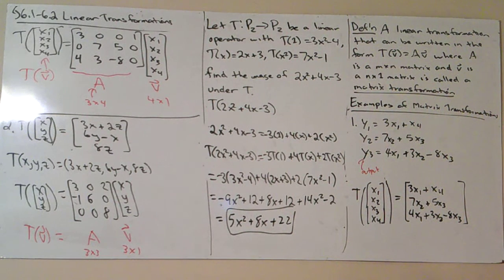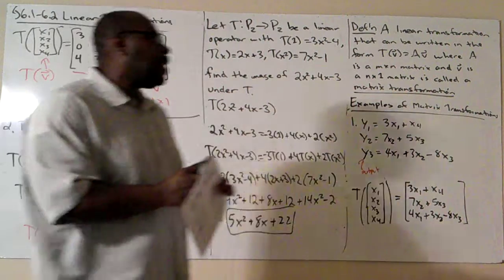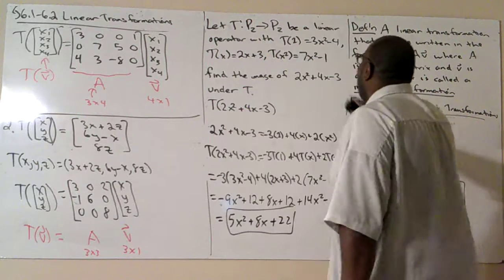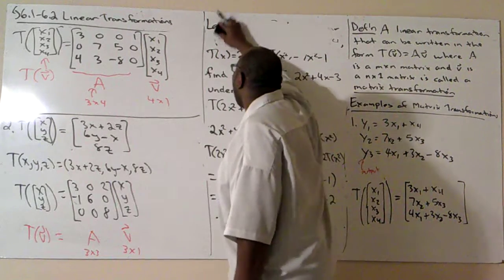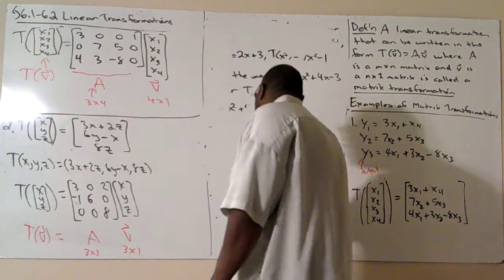All right, so those are matrix transformations. And what is not a matrix transformation? I have one example of that. I mean, there are multiple examples of something that's not a matrix transformation.